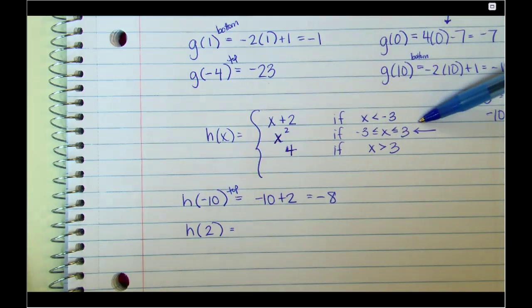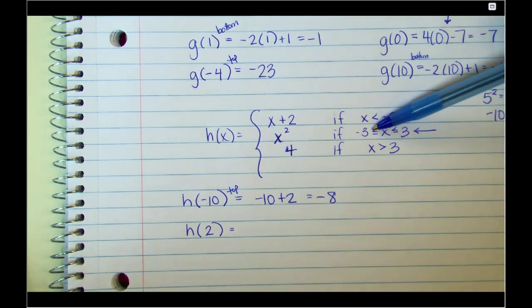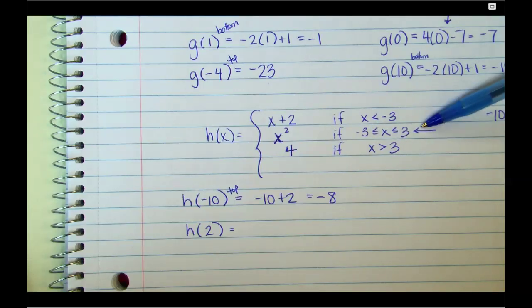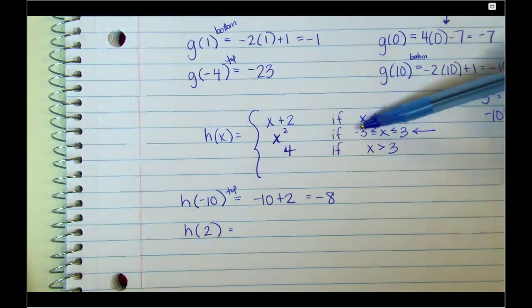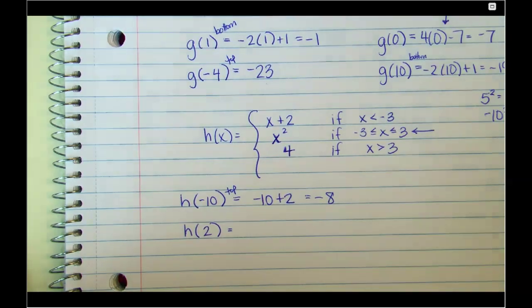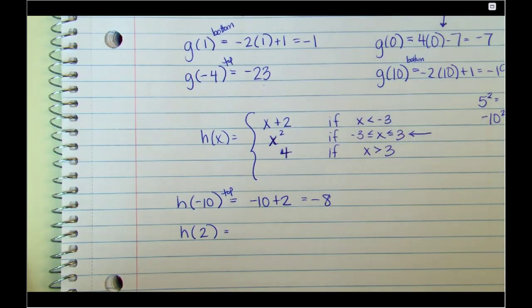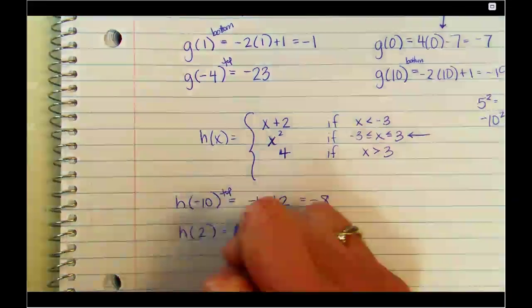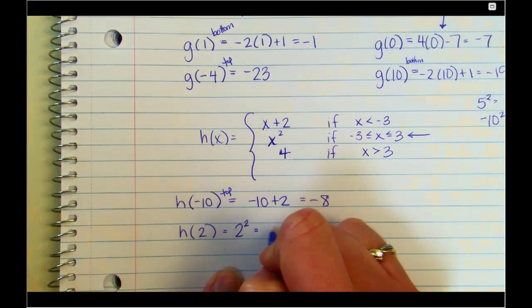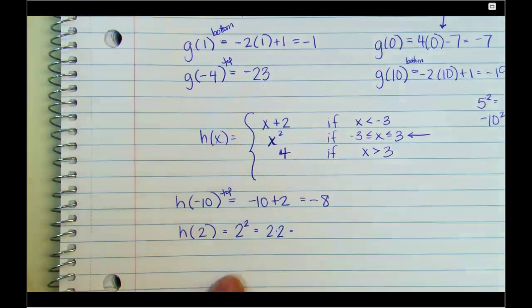Okay, this inequality right here. We did this in chapter 2. It's called a compound inequality, but it just means that x is between negative 3 and positive 3. Okay, that's all it means. I really like the way this inequality looks because literally the x is in between those numbers, right? You can look at it and the x is right in there. And so you go, oh, that's what that means. The x is in between those two numbers. So that means we're using the middle one if we're talking about h of 2. Okay, so that's 2 squared, which is 2 times 2, which is 4.